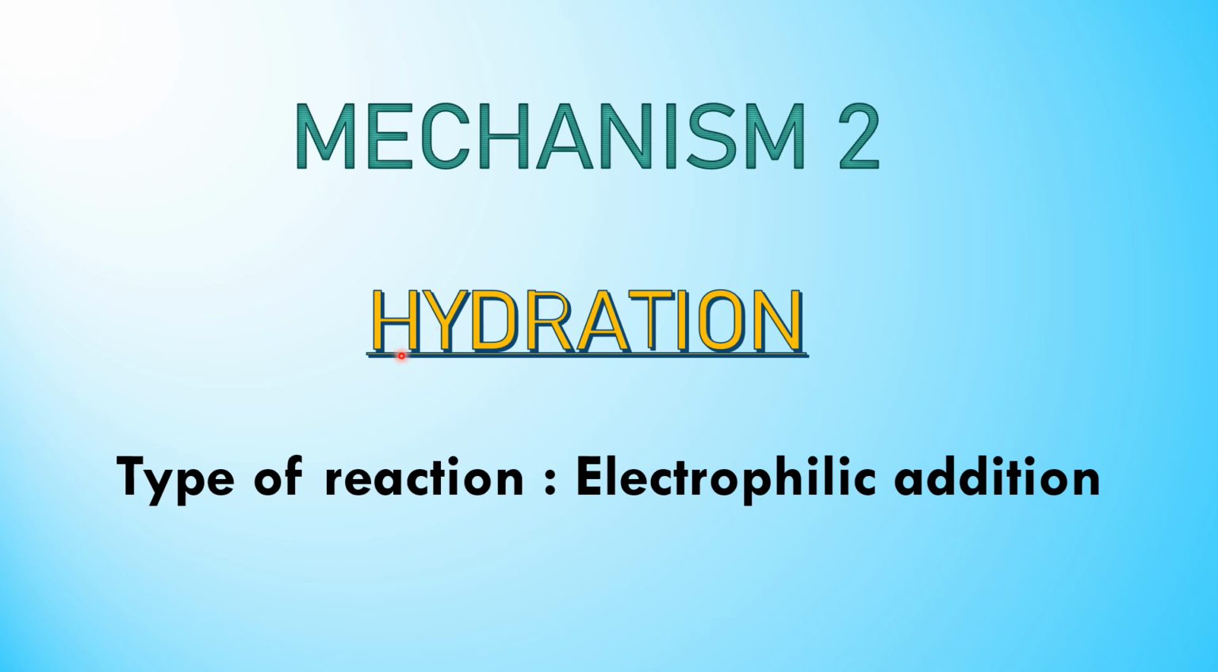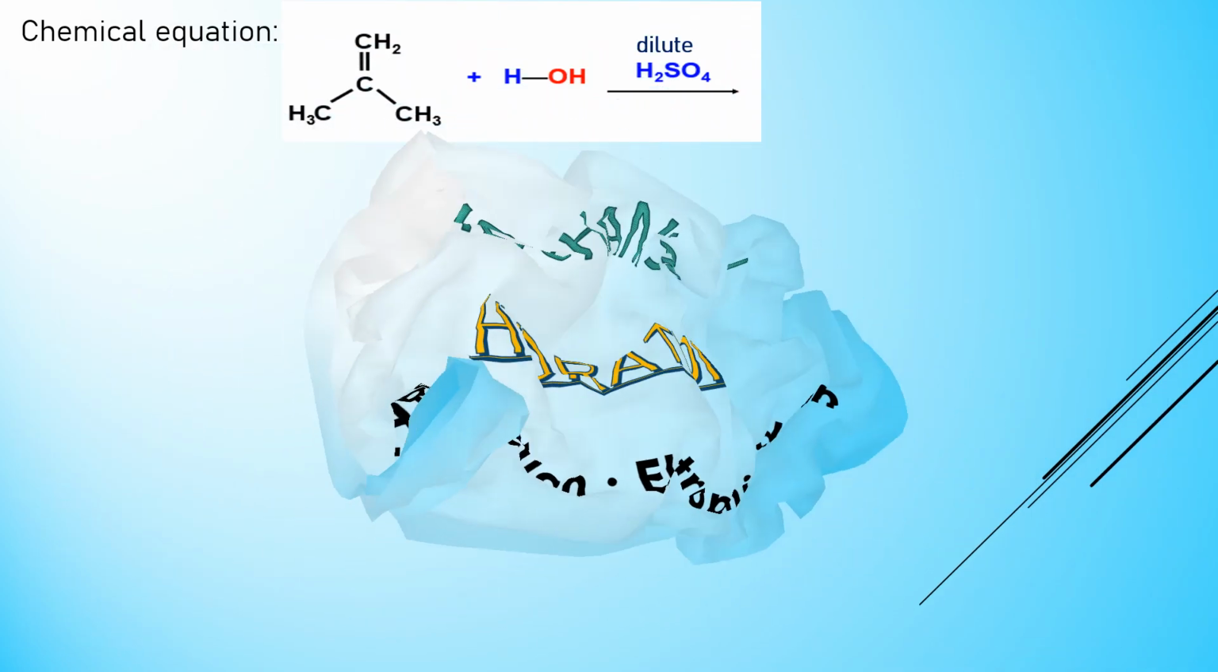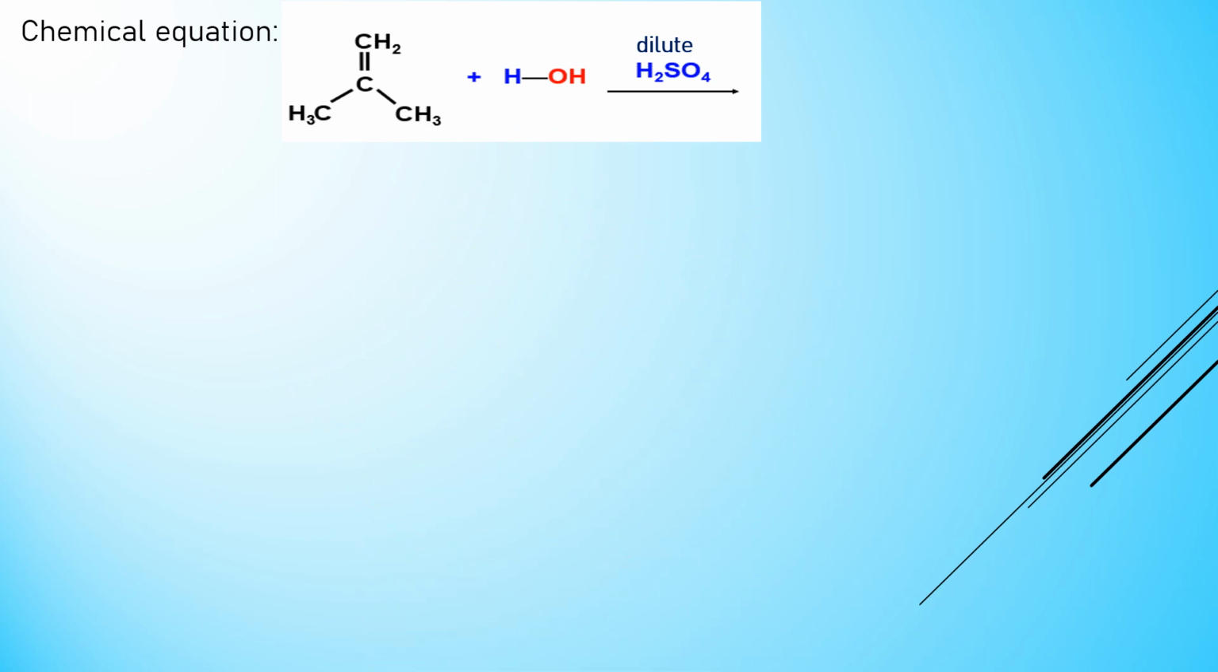Alright. So the name of the reaction is hydration. The type of reaction is electrophilic addition. Okay, as an example, we have this alkene reacted with H2O in the presence of a catalyst. Remember, this process of hydration needs a catalyst, which is dilute sulfuric acid, to form the product. So the product formed we can predict by using the Markovnikov rule.